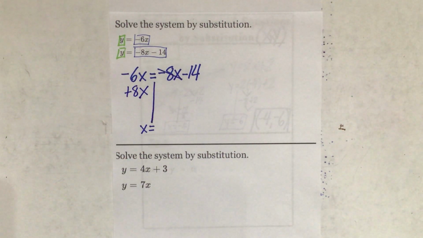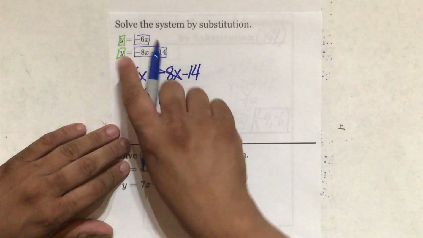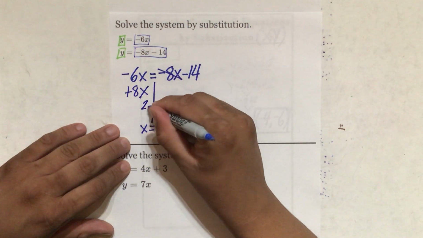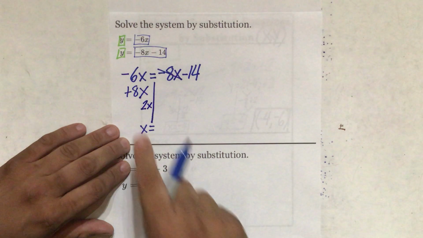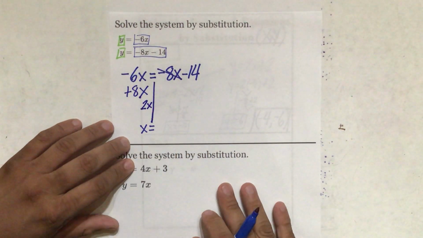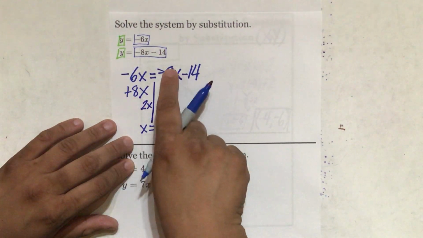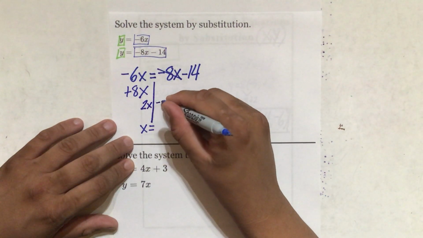Negative 6 and positive 8 are not the same sign. So 8 minus 6 is 2x, and it's going to be a positive 8 because 8 is bigger than 6 and 8 is positive. And since I moved negative 8x over, only negative 14 is left.